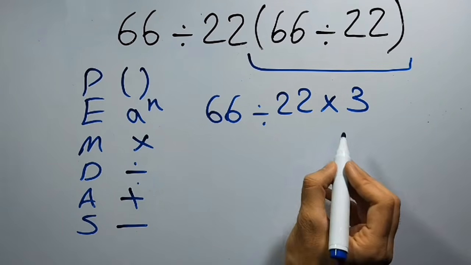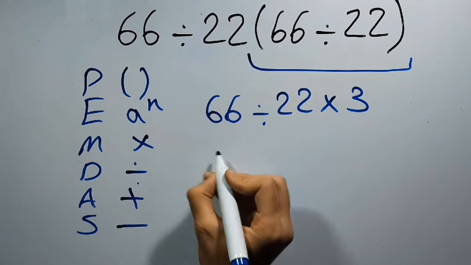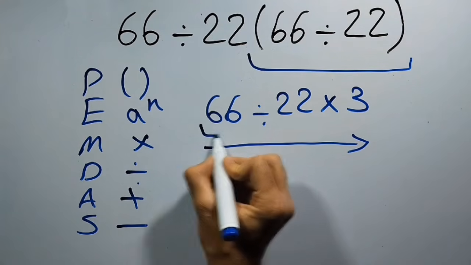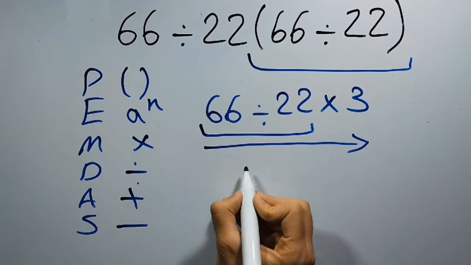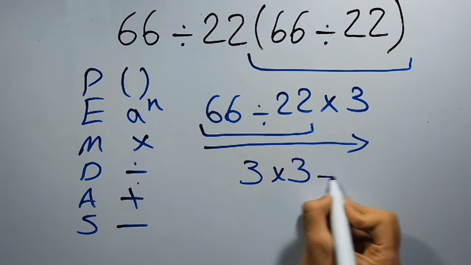It's very important to note that multiplication and division have the same level of priority, and we have to do them from left to right. So, first we do the division between 66 and 22. And instead of this expression, we can write 3 multiplied by 3, which finally gives us the answer 9.